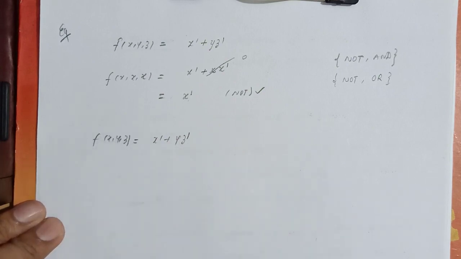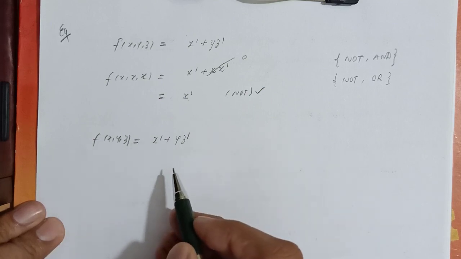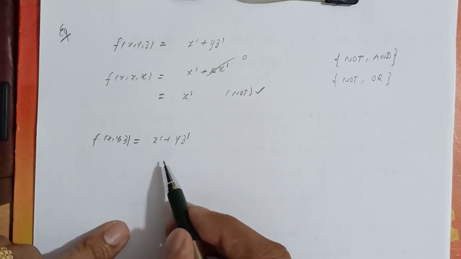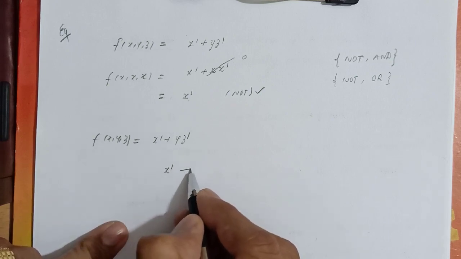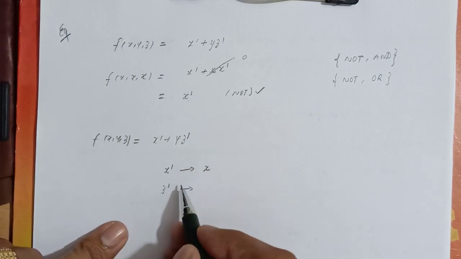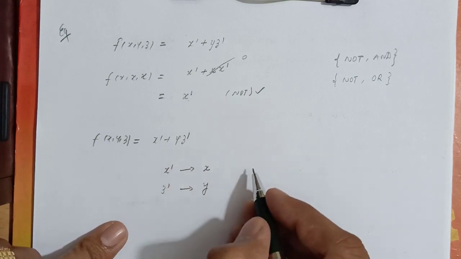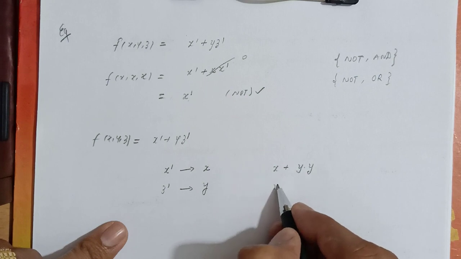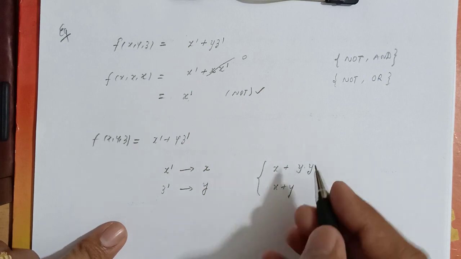Okay, so we have to generate the OR operation, which is nothing but x plus y, for two variables. So here what we can do: if somehow I can manage x dash to be x and z dash to be y, then we can easily get x plus y into y, which is x plus y. So in this way we can obtain the OR operation.